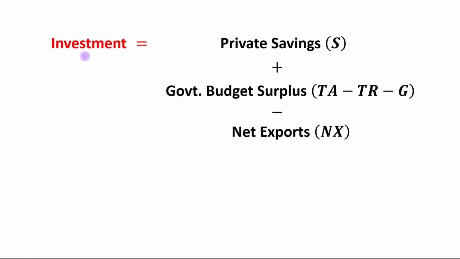So basically investment is equal to private savings plus government budget surplus, that is taxes minus transfers minus government expenditure, minus net exports.